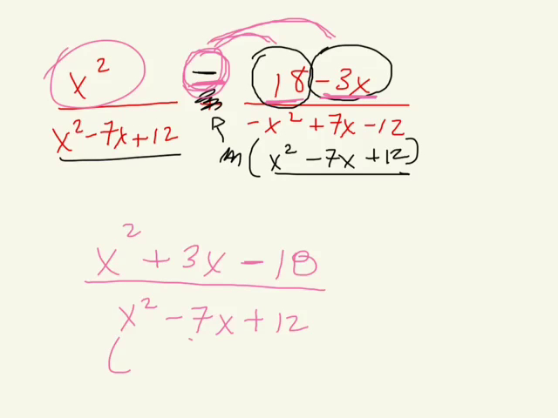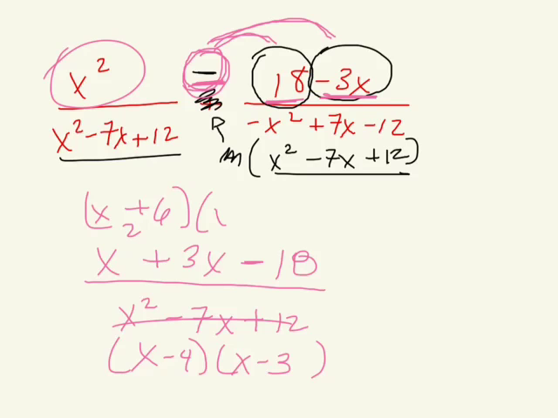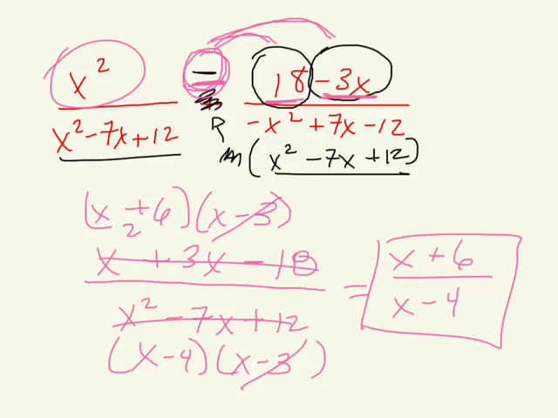Now we're going to factor. The bottom is x minus 4, x minus 3. The top factors into x plus 6 and x minus 3. So then the x minus 3's cancel. You're left with x plus 6 up top and x minus 4 on the bottom. That's simplified. Not easy, but with a little practice you're good to go.